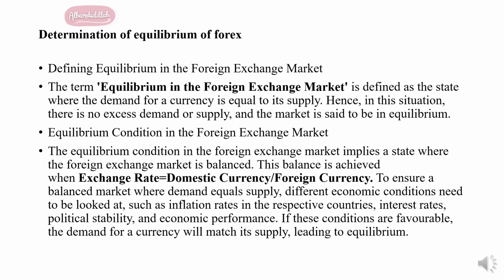To ensure a balanced market where demand equals supply, different economic conditions need to be looked at, and these conditions include the inflation rate in the respective countries, the interest rate of both countries, political stability, and economic performance of both countries. If these conditions are favorable, the demand for a currency will match its supply, leading to equilibrium.